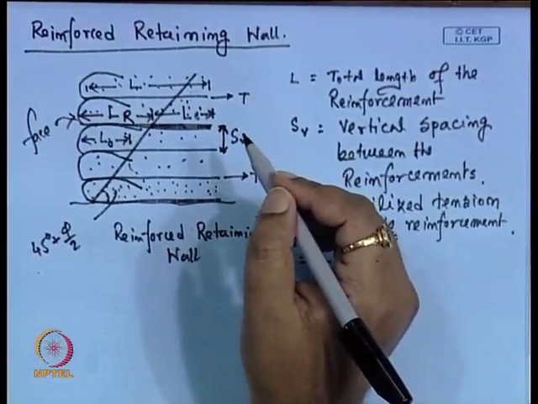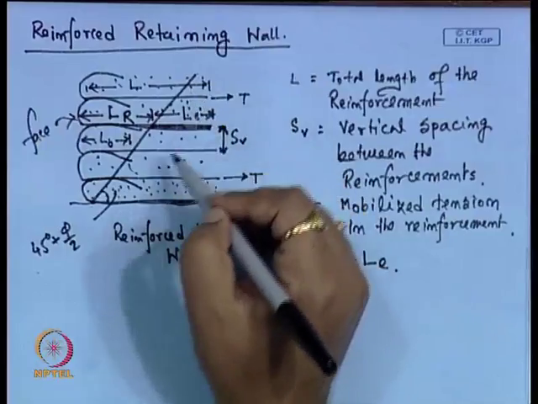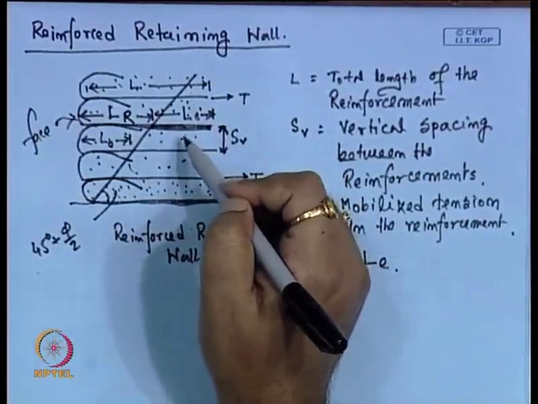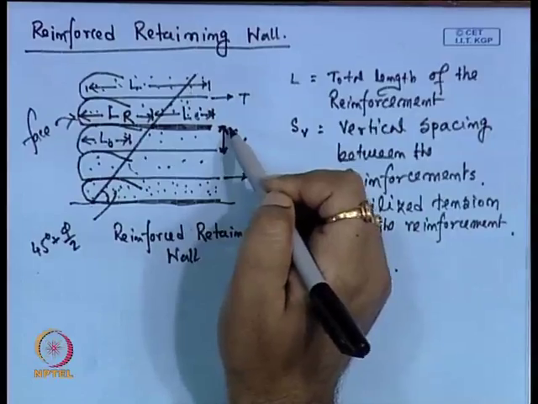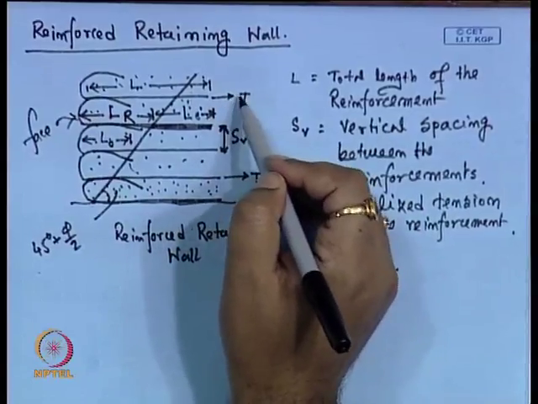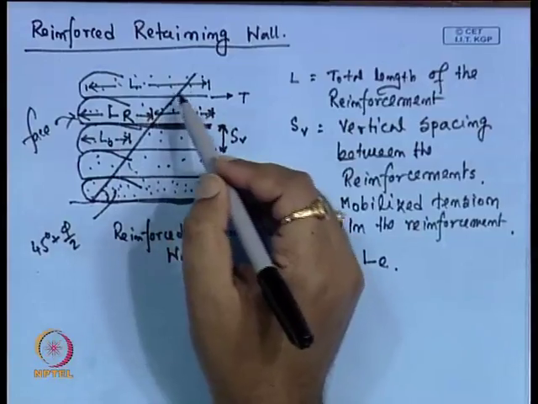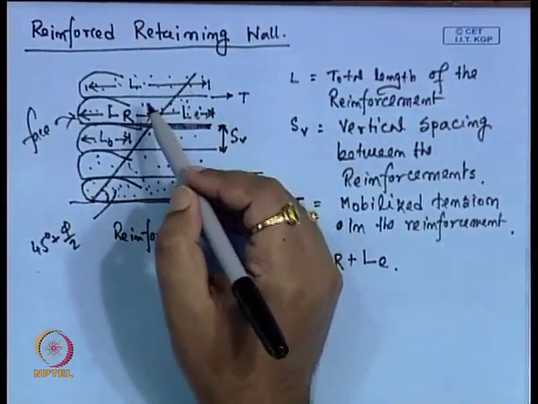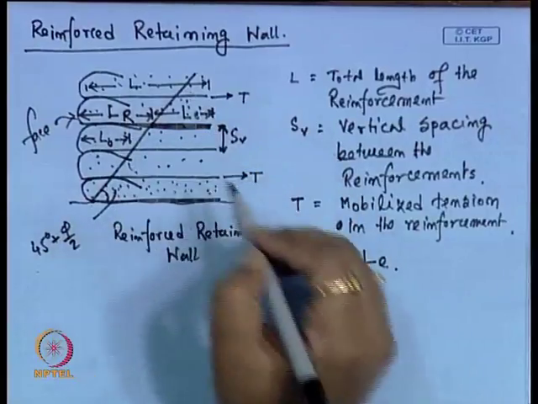So, that means we have to provide this anchorage length such that there is sufficient bonding between the soil and the geosynthetic, so that tension can develop within the reinforcement. Because of this bonding, the total system will not slide along this surface; it can hold this surface, this total mass.